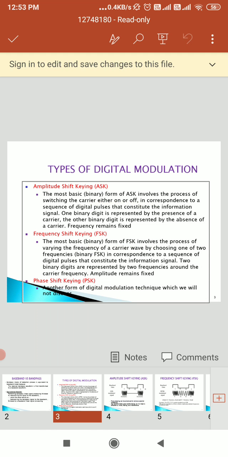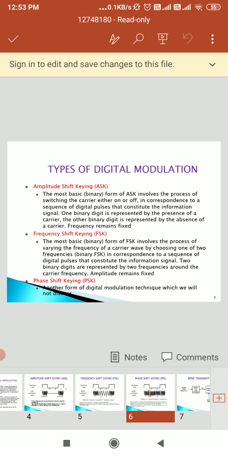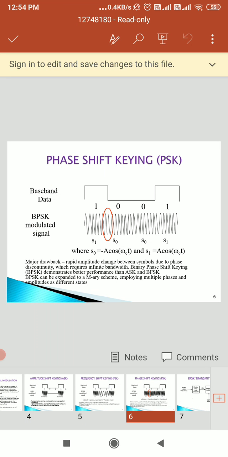What will happen if the carrier's phase changes? Then what can we say? We can say that is phase shift keying. So if the phase of the carrier is varied in accordance with the baseband signal, we call that phase shift keying, and it is another form of digital modulation technique in which we change the phase. Only the phase changes, as you can see here in phase shift keying.